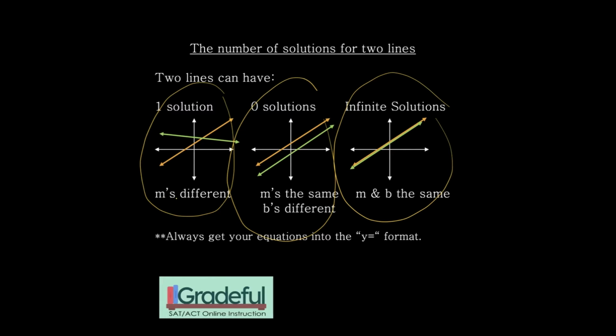If the slopes are different, then the two lines will hit once. If the slopes are the same and the y-intercepts are different, then you'll get parallel lines that never hit. That's no solutions. And if the slopes and the y-intercepts are the same, well, the lines occupy the same space. So technically, they're always intersecting, and they have infinite solutions. So coming back over here, when we hear that there are infinitely many solutions, that means that the slopes and the y-intercepts must be equal.